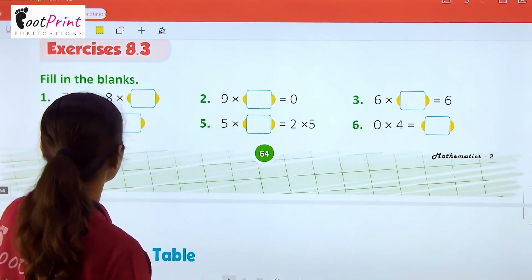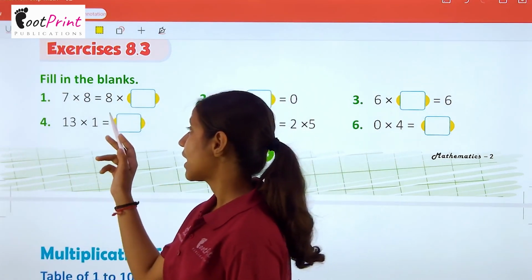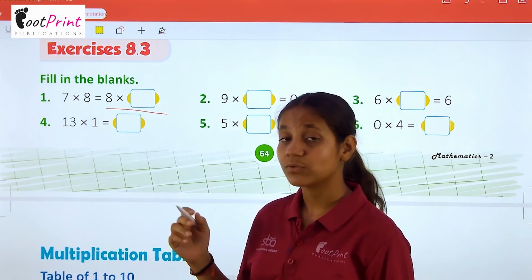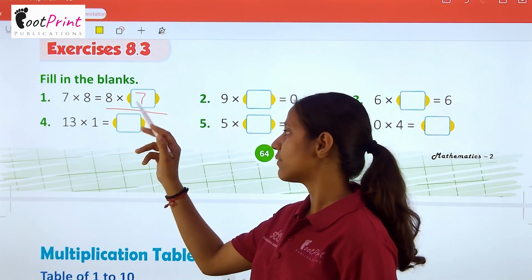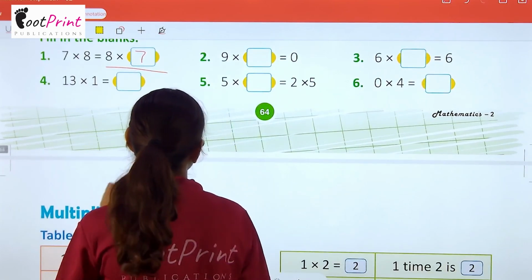Now we have exercise 8.3, filling the blanks. 7 into 8. That means here we have to change the order. 8 into 7. They are equal to each other. Okay. Now rest of the part you have to do by yourself.